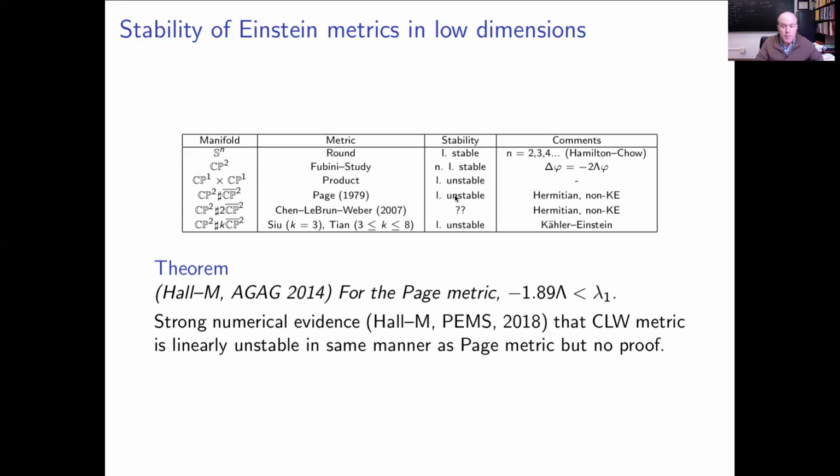So this proves that the Page metric is unstable. I should say here, it's still an open problem. There's an analogous metric to the Page metric on CP2 blown up at 2 points, which is called the Chen-LeBrun-Weber metric. This is also Hermitian, but it's conformal to an extremal Kähler metric, which is toric, so it's a very similar framework. But even here, this is actually an open problem, and it would definitely be great to know the answer to this if you're interested. So we do not know anything about the stability of the Chen-LeBrun-Weber metric.